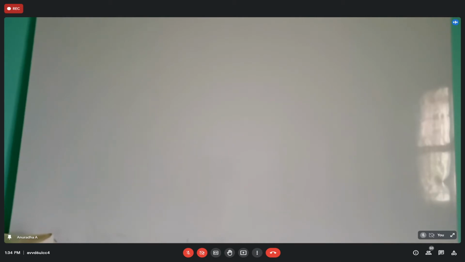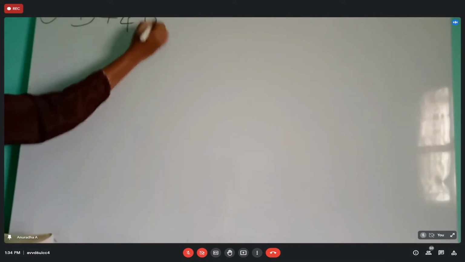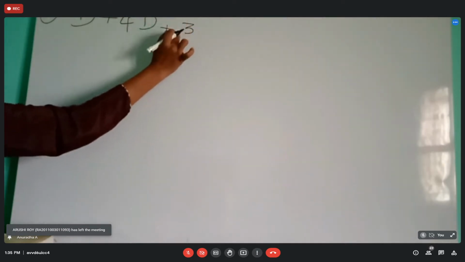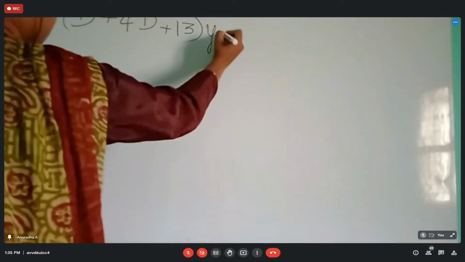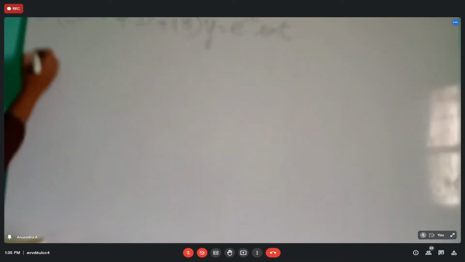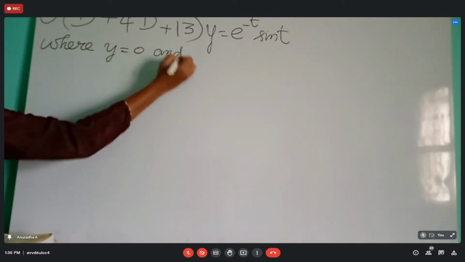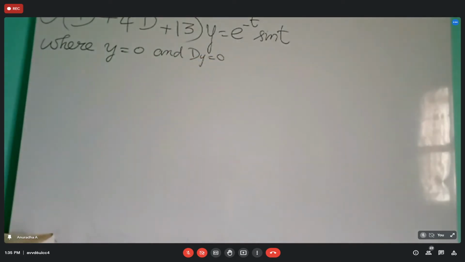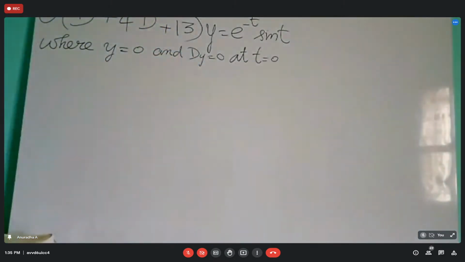I'll take one where we have not used that methodology so far in partial fractions. So: d square plus 4d plus 13 times y equal to e power minus t sin t, where y equal to 0 and dy equal to 0 at t equal to 0. Solve this. That's all they will give.